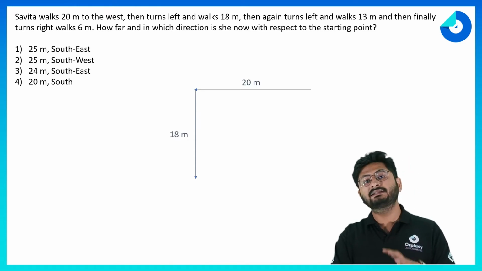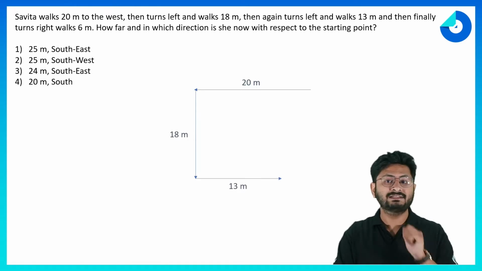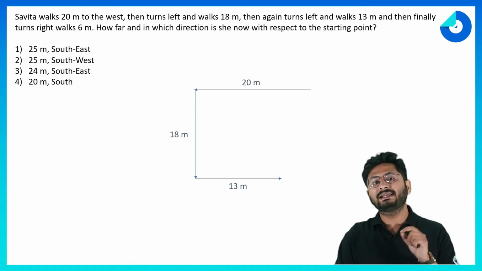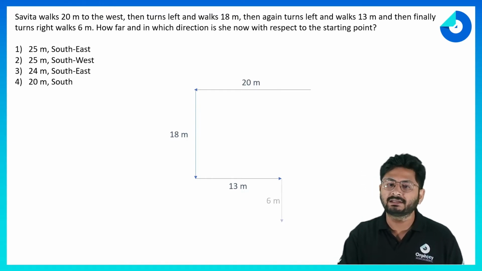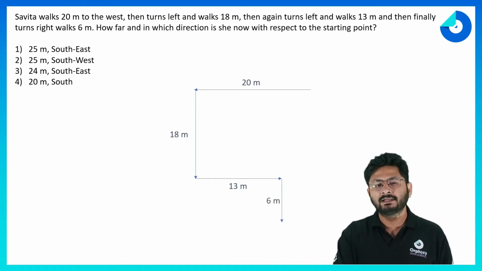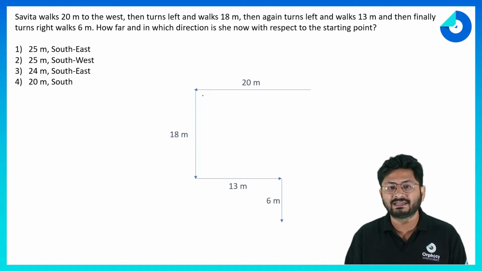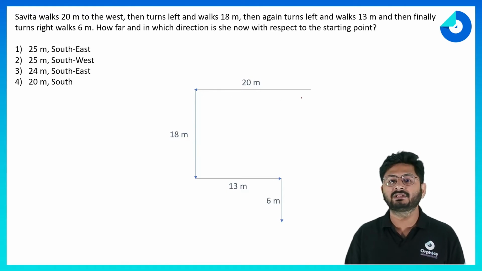Then again turns left and walks 13 meters. ऐसा कुछ दिखेगा. And finally right and walks 6 meters. So will look something like this. Now, how far and in which direction is she now with respect to the starting point?